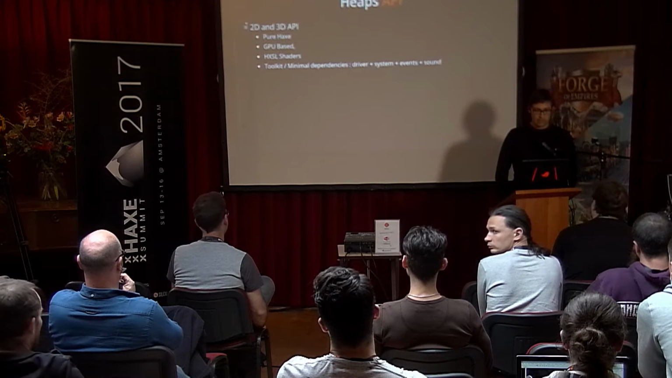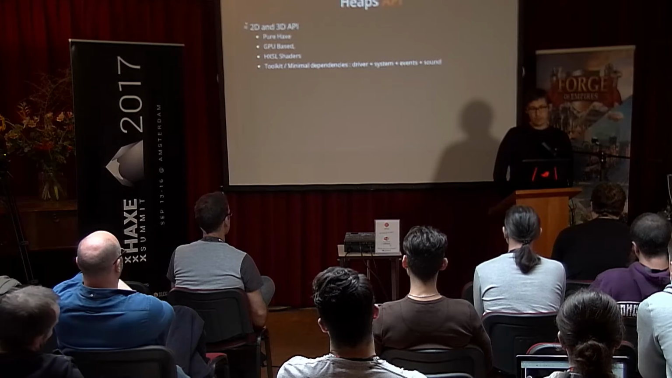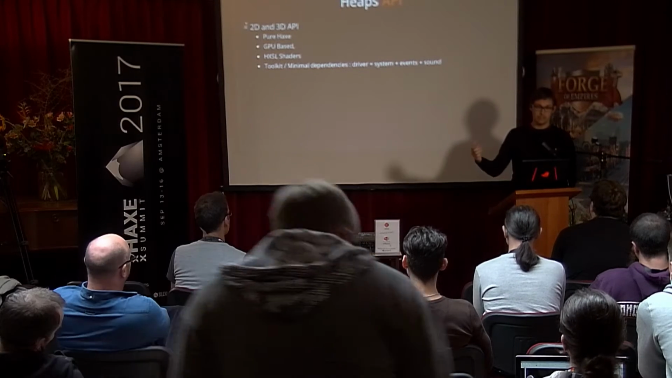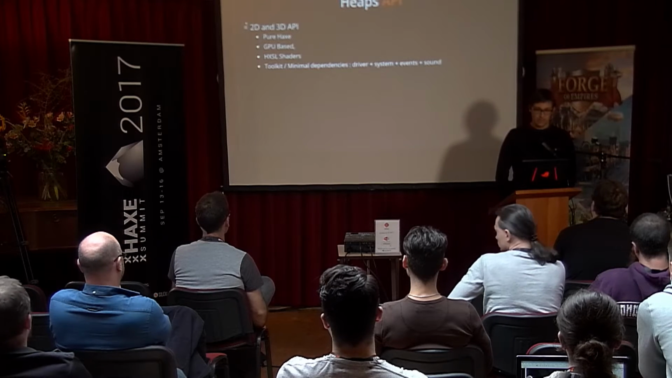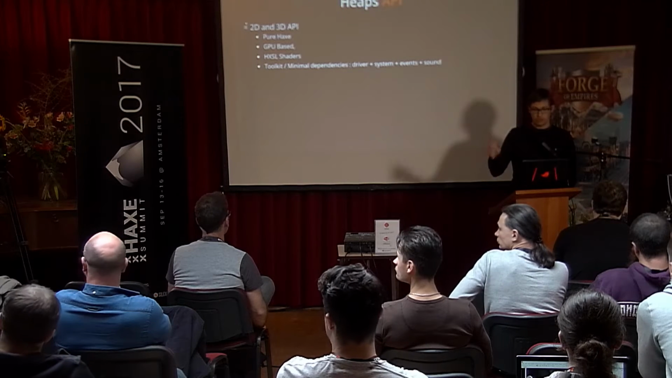I'm trying to keep a minimal amount of dependencies to the native layer. So I have a driver system, which is basically a 3D API driver, and system tools for handling a few things such as events, mouse, keyboards, gamepads, and sound support. I think there are 3 or 4 classes that actually contain the native parts, and all the other classes are built on top of them.